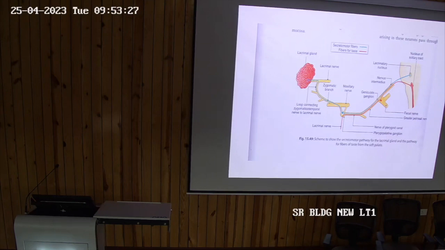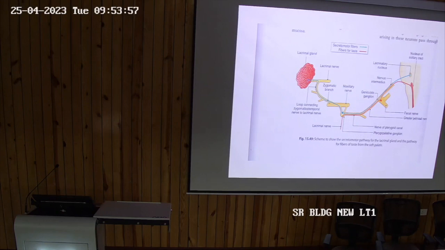These fibers are the general visceral efferent fibers. What is the component? General visceral efferents. That is the preganglionic parasympathetic fibers. They arise from the lacrimatory nucleus. Where is the lacrimatory nucleus present? In the brain stem, along with the superior salivatory nucleus. So the preganglionic parasympathetic fibers arise from the lacrimatory nucleus.